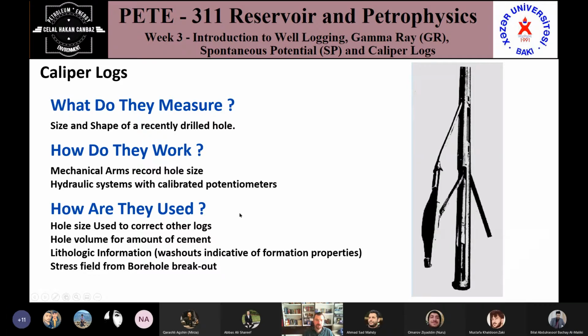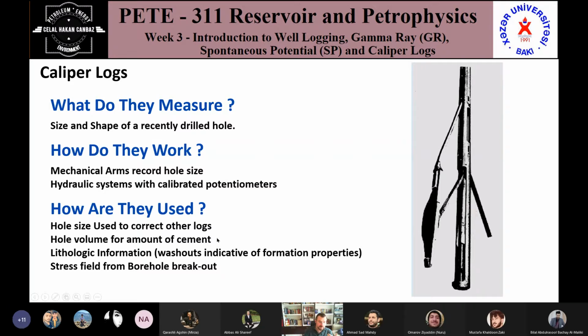So how are they used? The hole size is used to correct other logs, because you made, for example, some gamma ray logs or spontaneous potential logs that we will use this week. When you do these logs, they are not measuring your borehole size. This is just sending the signal to your formation and getting back the signal, right? So when you measure your borehole size, you can correct these values. By using these values, you can correct your other logs. Okay. Hole volume for amount of cement.